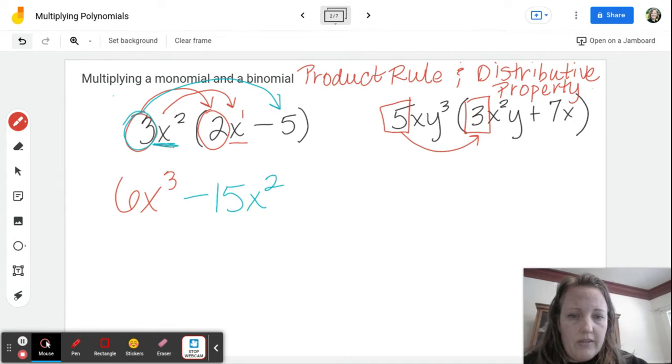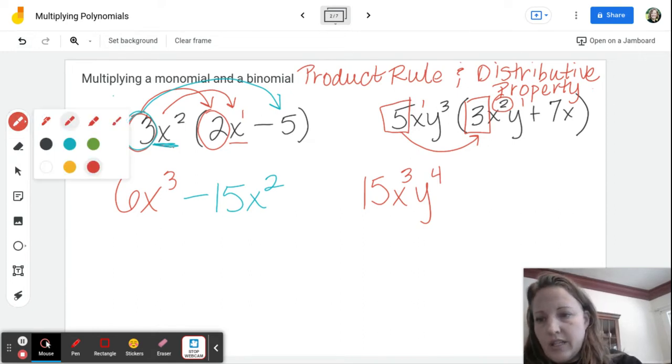So 5 times 3 is 15. I have an x and I have a y. So now let's look at the powers. X to the first. So 1 plus the 2 makes a 3. And then 3 plus another 1 makes a 4.